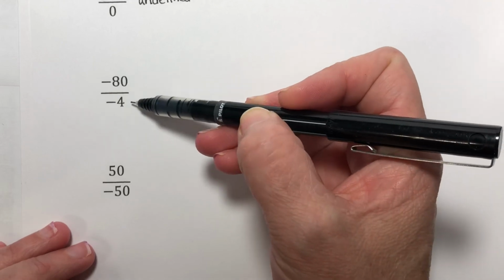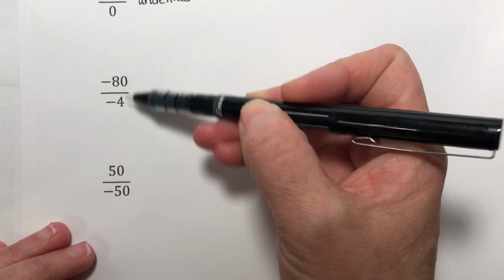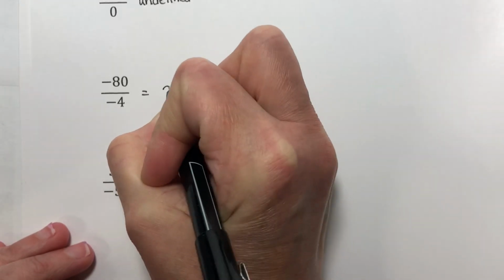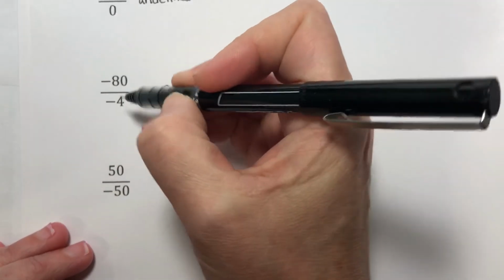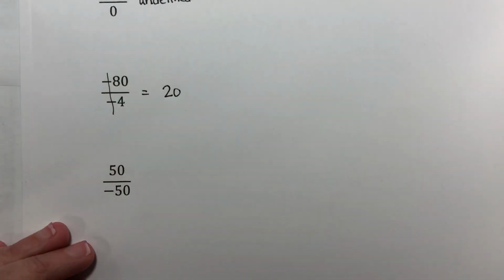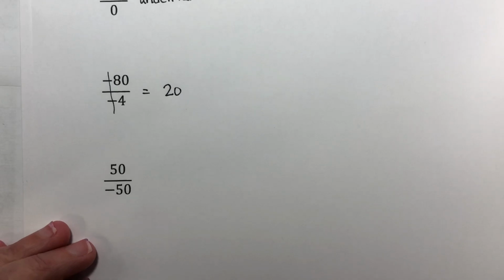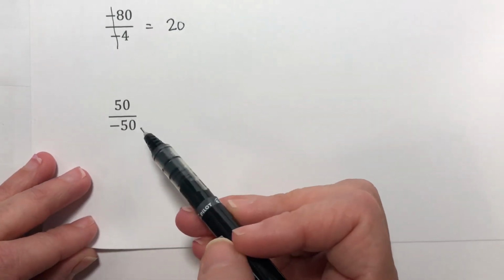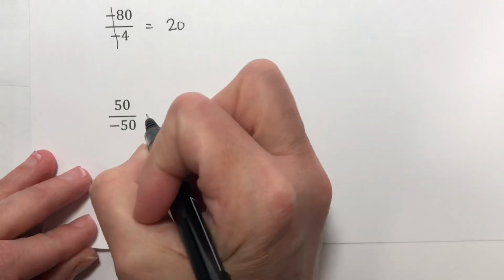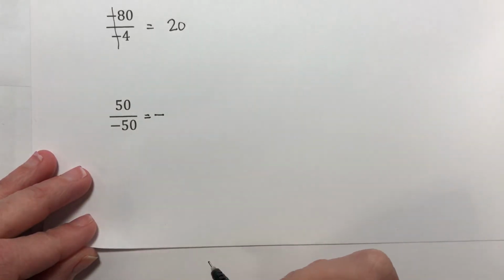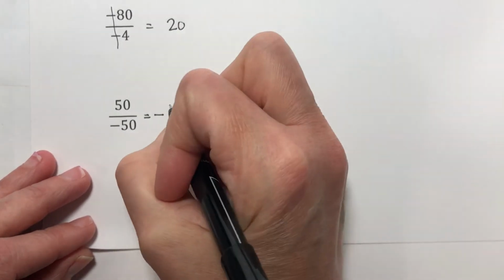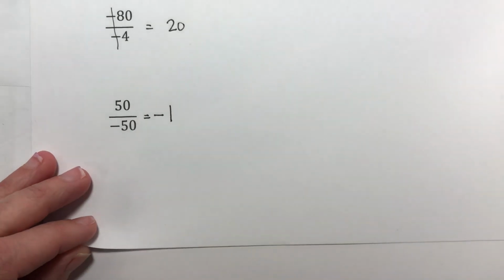Okay. -80 divided by -4. First divide 80 and 4. 80 divided by 4 would be 20. Dividing two negatives, again, you can think of that as canceling out. It becomes positive 20. Okay. Now, 50 divided by a -50. I have a positive and a negative, so my answer is going to be negative. 50 divided by 50, anytime you're dividing a number by itself, that's a 1. So this answer would be -1.